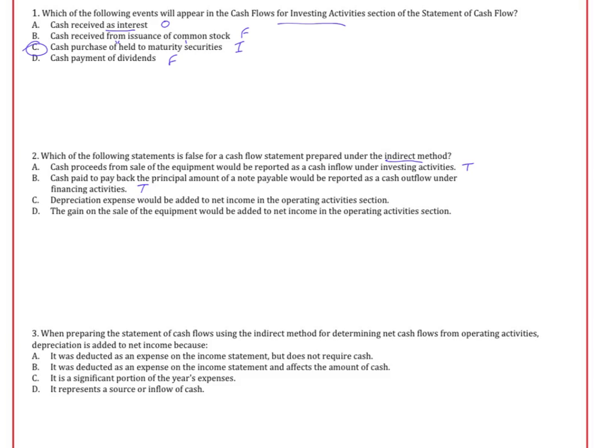Next one. Depreciation expense would be added to net income in the operating activities section, and under the indirect method, actually that's true as well, so let's hope the last one is false. The gain on the sale of equipment would be added to net income under the operating activities section, and that's almost true until we remember, oops, no it's not, it's the loss would be added back, right? Because a loss at time of disposal is like extra depreciation, so we add back the depreciation, we add back the loss on sale of equipment. A gain, of course, would be subtracted. So the last statement here, item D, is false.